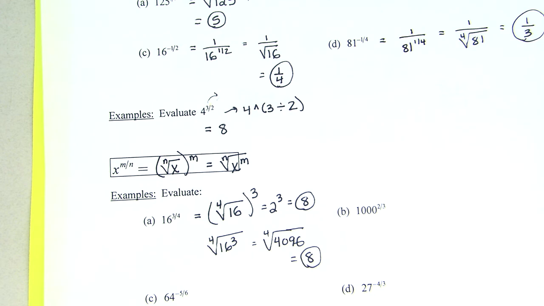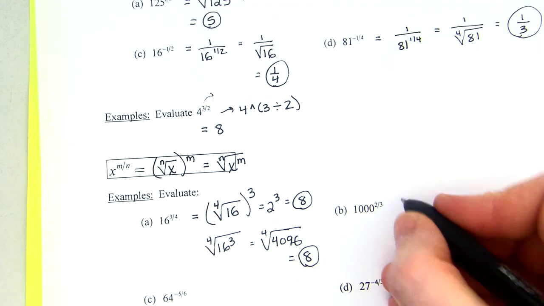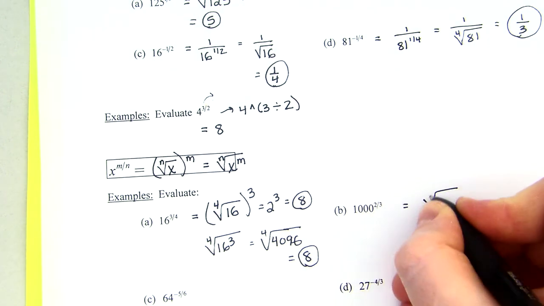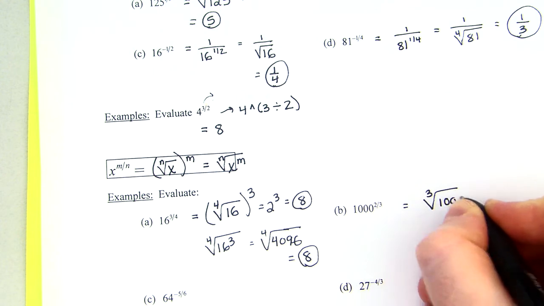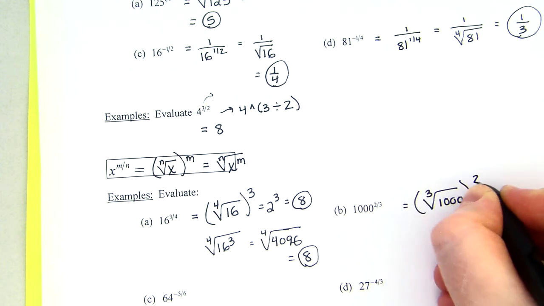Letter B. You see if you can do letter B. Do your root first, and then do your power. I think it's going to be one of these. And then I'll do that.